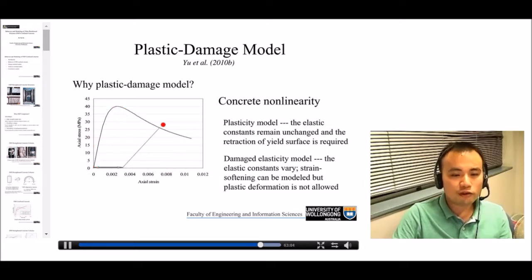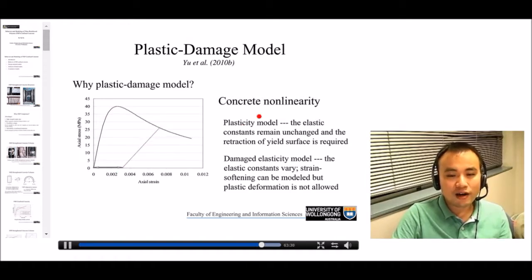So this is one typical stress-strain curve of concrete. If you unload the concrete from one point on the descending branch, it will unload like this. So you can see that you will have some kind of permanent deformation, which is plastic deformation. And also you have the degradation of the elastic modulus, right?